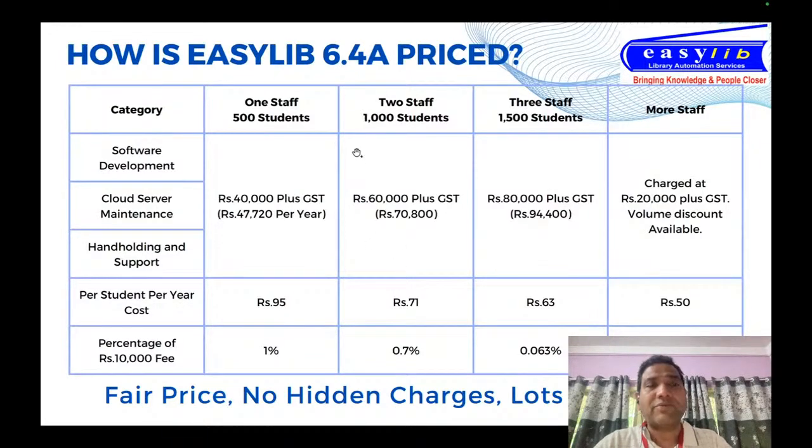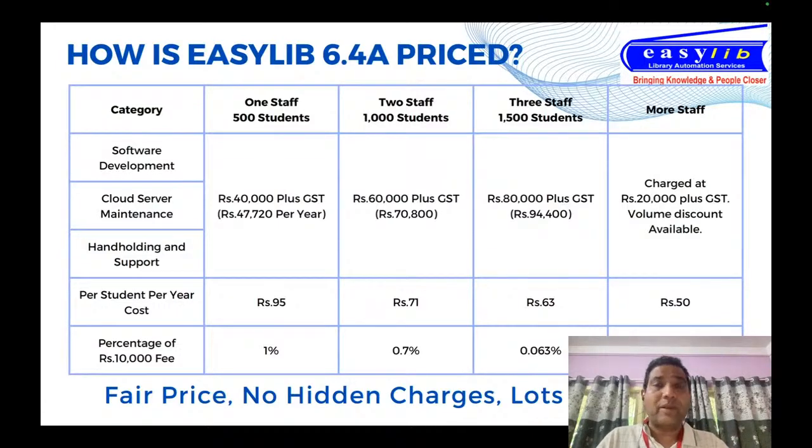60,000 plus GST for 1,000 students is only 0.7% if you collect only 10,000, and so on it goes. So Easylib is subscription-based pricing. You don't need a server. You can use any computer that you have, with Windows, Linux, or Mac operating systems. One year of support is included. It's hosted on the cloud, and it includes the cost of software as well as maintenance. If you have more staff, then buy additional staff licenses at 20,000 rupees each. That's all.